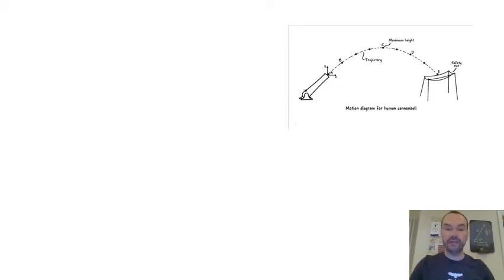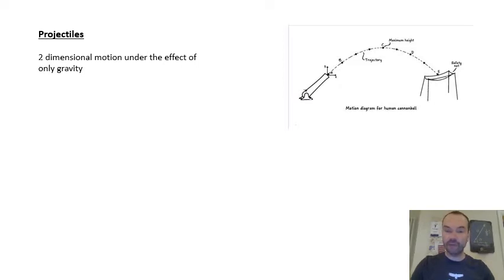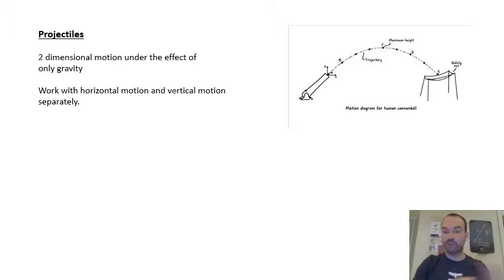So the Year 13 projectile work. It's two-dimensional motion under the effect of only gravity. It follows on directly from the Year 12 work we did with SUVAT and the one-dimensional projectile work, things just going up and then down again. The principles are straightforward. The questions can be more complicated, but that's A-level. So the principles are we work with horizontal motion and vertical motion separately. Keep them separate, like a lot of the two-dimensional component work.